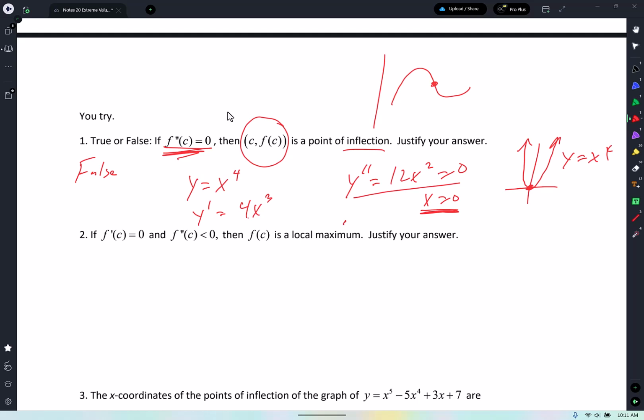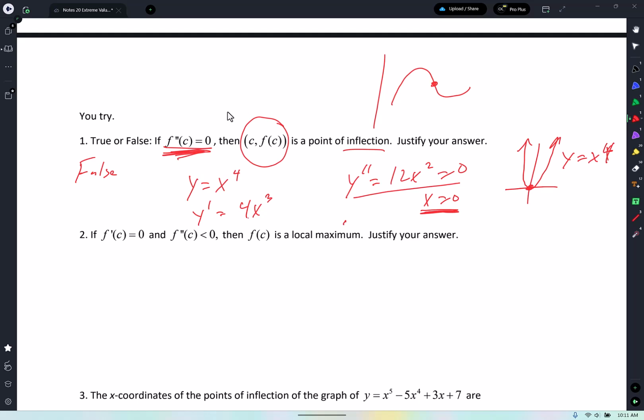It needs to change from concave up to concave down. And look, y equals x to the fourth is always concave up, no matter what. Do we see that, guys? So this is sometimes true, not always. You need to have a sign change.